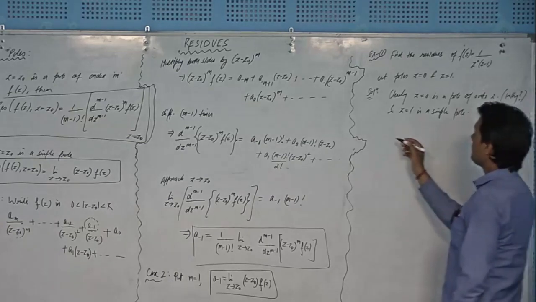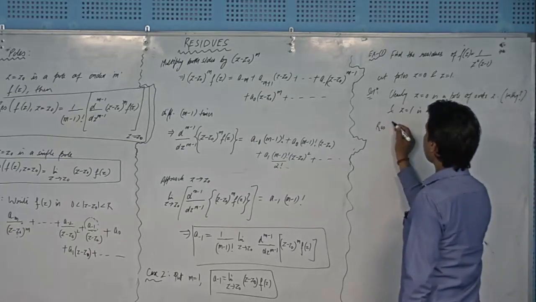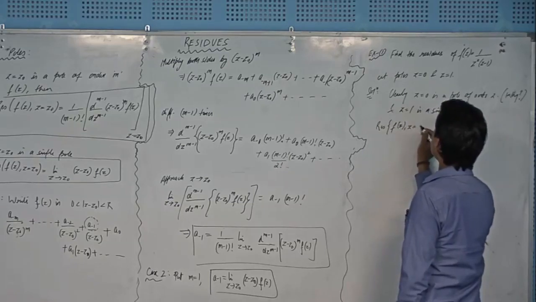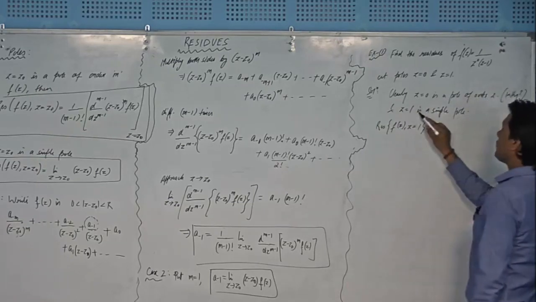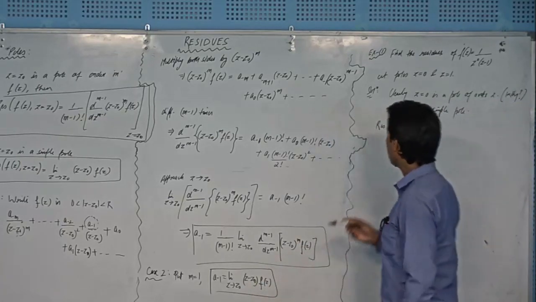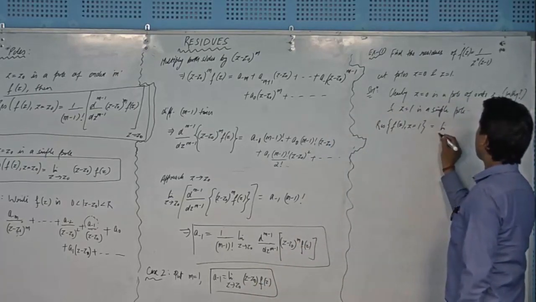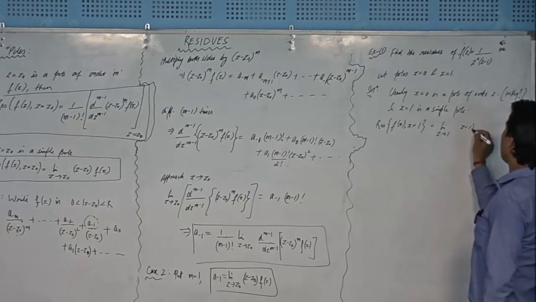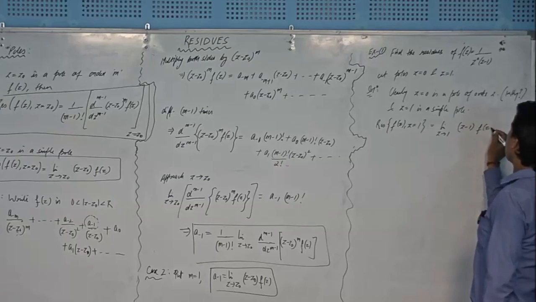So first I will find the residue of the function f(z) at the simple pole first, z equal to 1, this pole, and I will use this formula, simple pole formula, this one, right? And that is actually limit z tends to 1 according to that formula, (z - 1) multiplied by my function f(z), right?